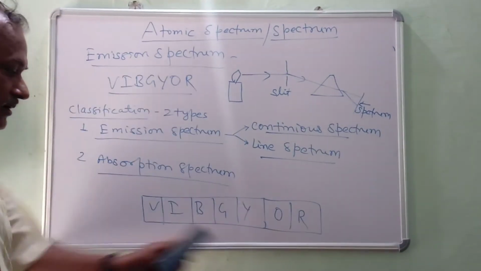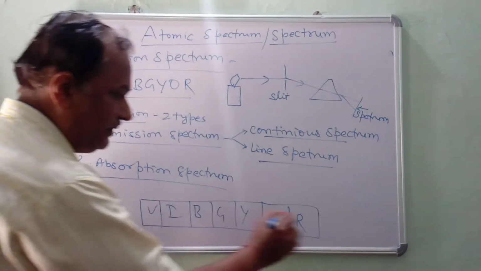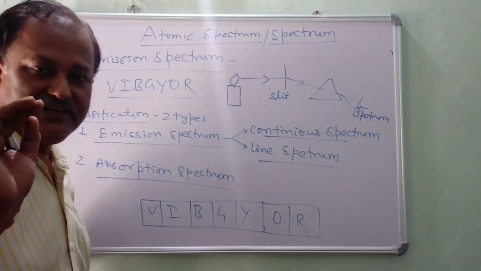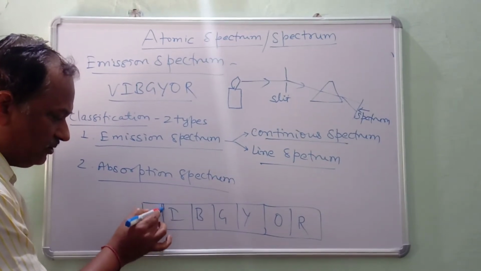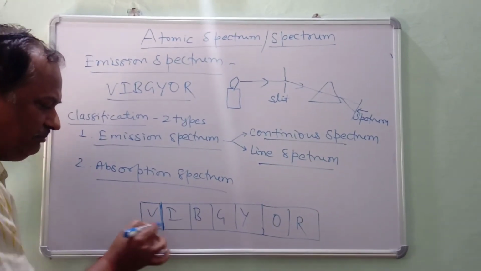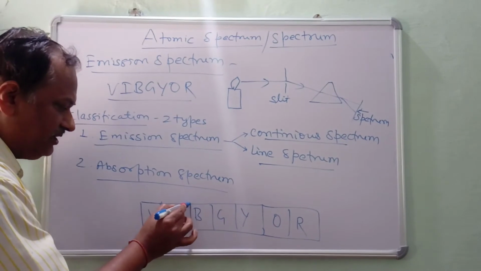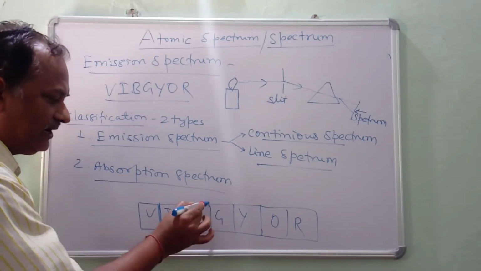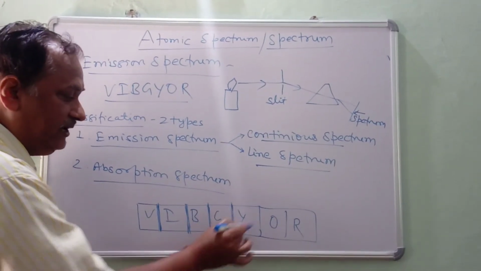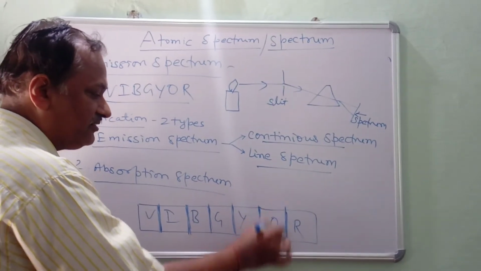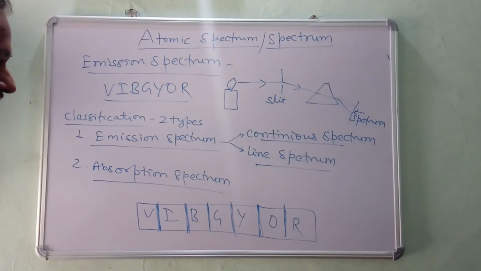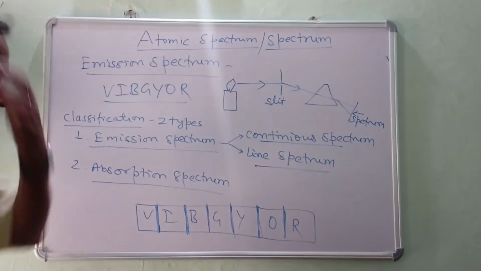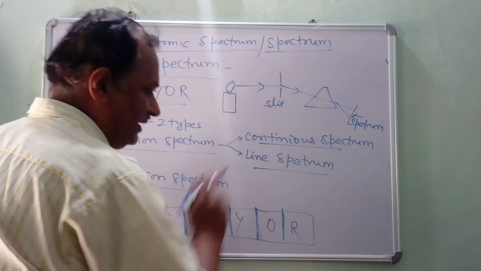So we see in the particular boxes all the colors are distinct, but between violet and indigo, here we cannot distinguish the two. Here there is complete overlapping. So there is the overlapping and there is no break. Such a spectrum is called a continuous spectrum. This is one point. Now second is line spectrum.